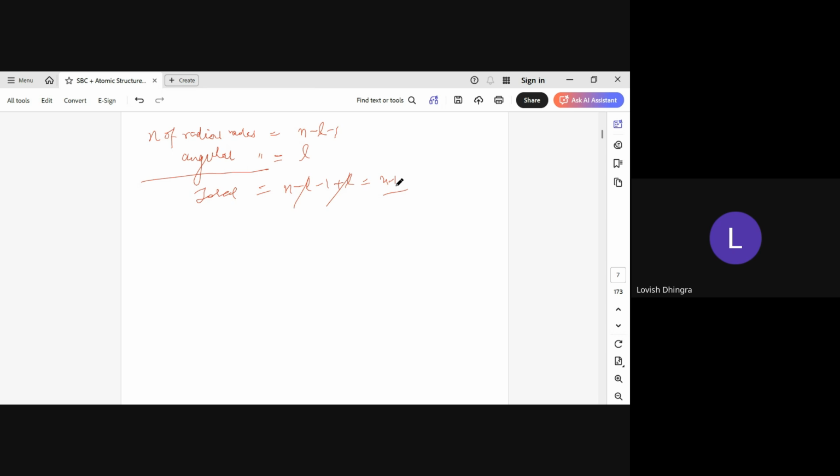Now we are left with the rules of electronic configuration. Up to this, any doubt? No, sir. Okay.